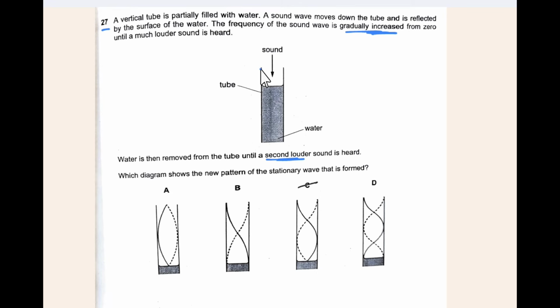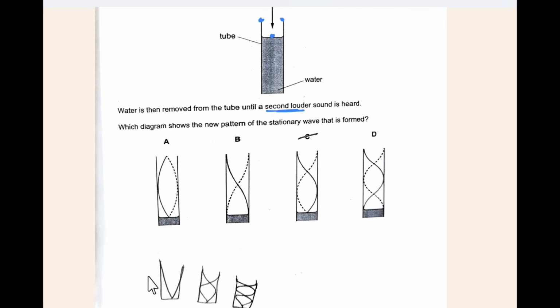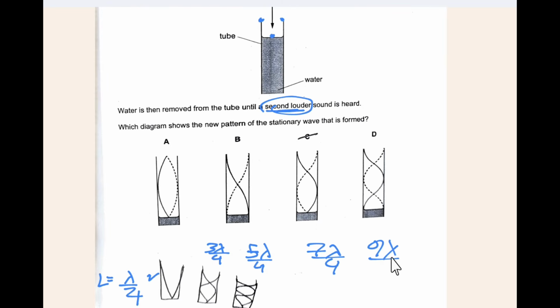Now you must remember that at the open end there must be an antinode, and at the closed end there must be a node. This is for the first louder sound, and we can see that this length is lambda by 4. Then this is for the second louder sound, that is 3 lambda by 4, and this is for the third louder sound, that is 5 lambda by 4. So it increases in such a way that lambda by 4, 3 lambda by 4, 5 lambda by 4, 7 lambda by 4, then 9 lambda by 4, then 11 lambda by 4. This is the sequence of increase.